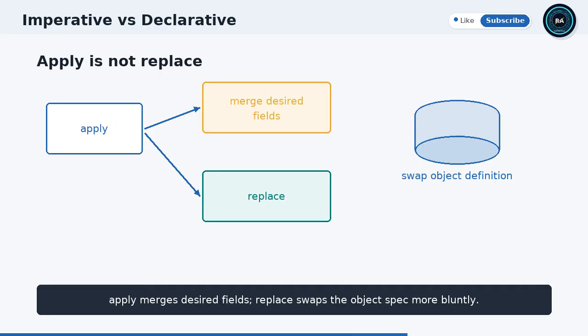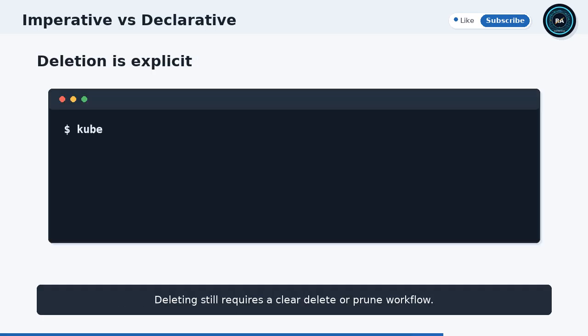Be careful with command names. Apply is designed for declarative field management. Replace is a different operation and can be more blunt. Declarative does not mean Kubernetes guesses what you wanted to delete. Deletion should be explicit or handled through a careful pruned workflow.